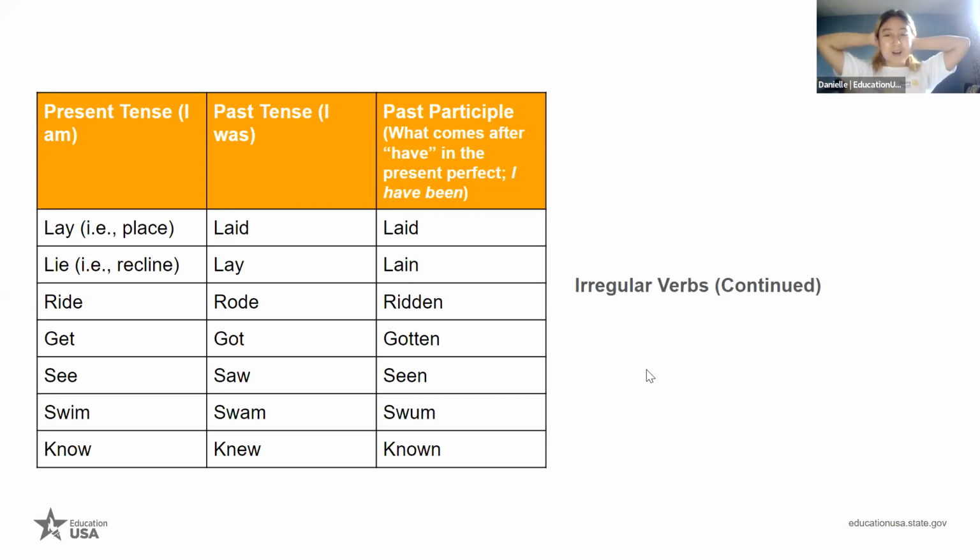So, okay, we have more irregular verbs. George, you want to read these this time? Okay, I want to preface first of all by saying the first two examples that are shown here, with lay and lie, a lot of native English speakers get this wrong.